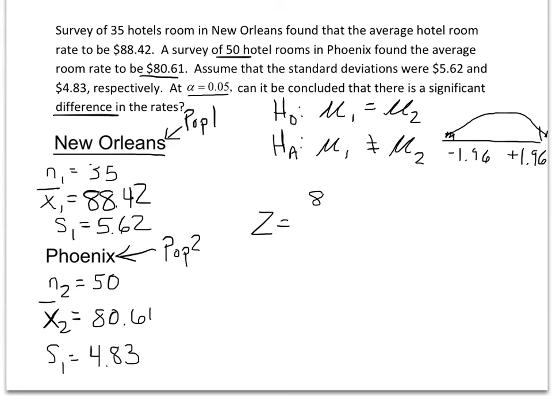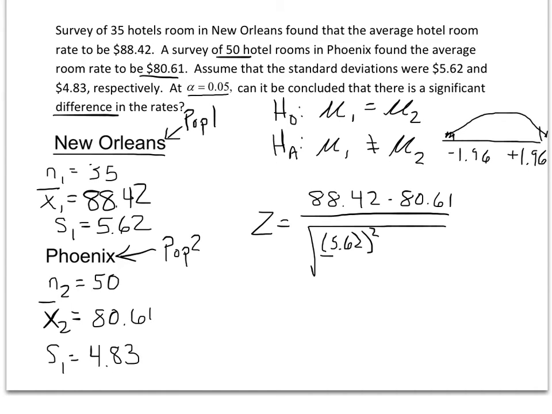To do that, I find the difference between the two averages, the 88.42 and the 80.61. And I have to find my standard error. To find my standard error, I take my deviation from New Orleans and square it and divide by my sample size. I take my standard deviation from Phoenix, square it, and divide by my sample size. My suggestion would be you do the denominator piece first, unless you're really good with parentheses in your calculator, because there's a lot of chance to make mistakes here.